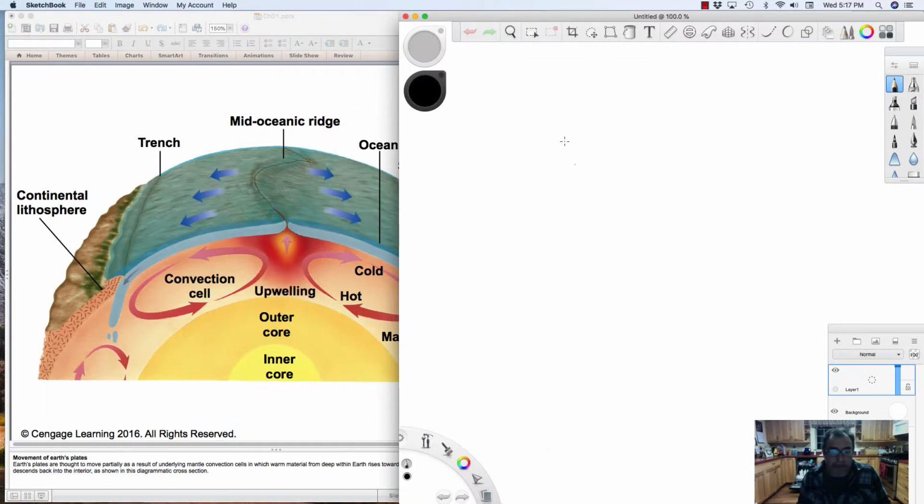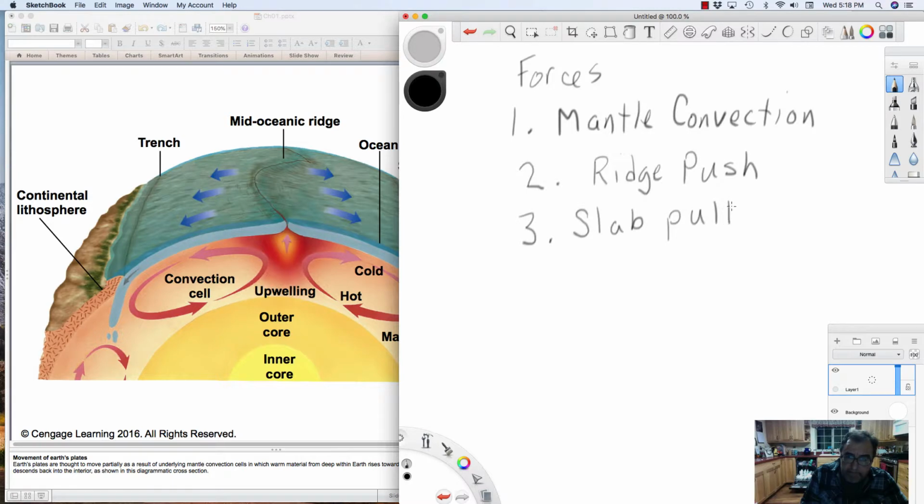So what's driving plate tectonics? There's really three forces that are driving plate tectonics. The first is mantle convection. So there's three: mantle convection, ridge push, and slab pull. So what do they mean here?